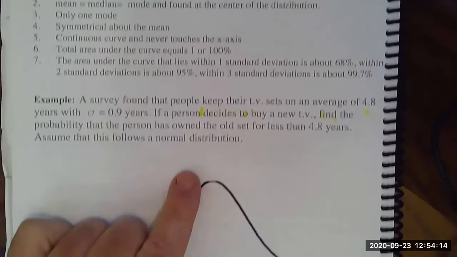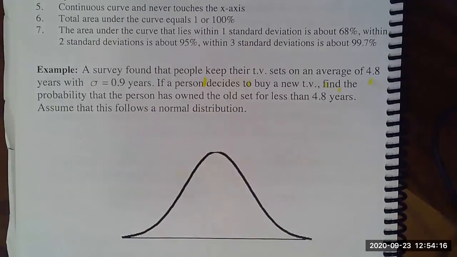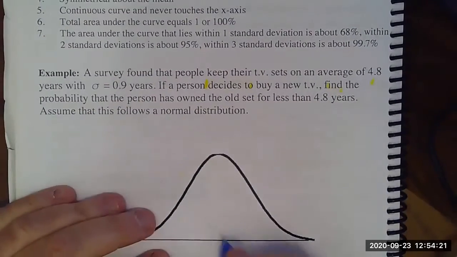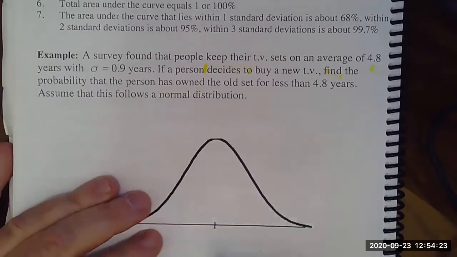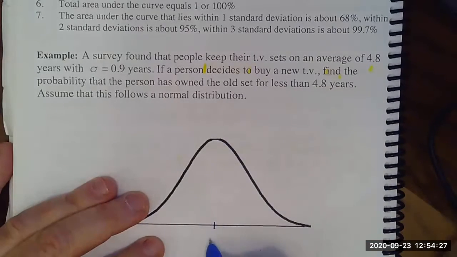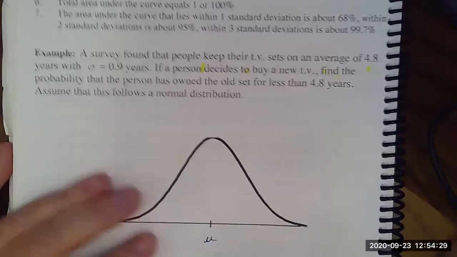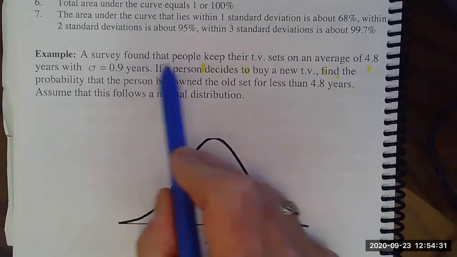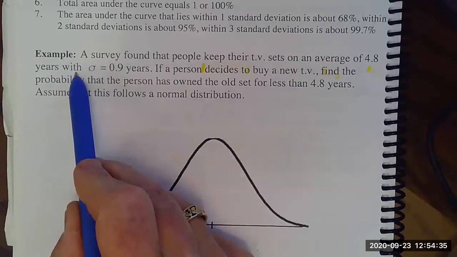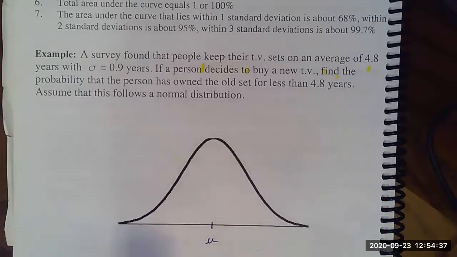So if I were to do this one, which I'm going to guess right now, you want to put right there in the middle. Now, if you want to put a line, that's fine, or you don't have to. What you're going to put in here is mu. A survey found that people keep their TV sets on an average of 4.8 years. Sigma is 0.9.